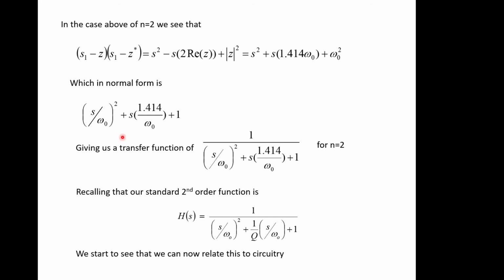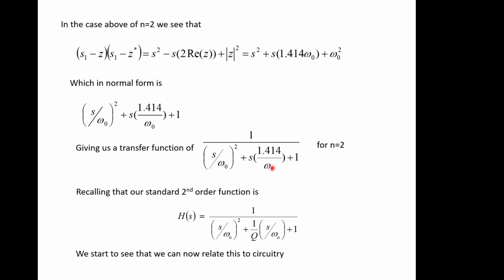So in the case of n equals 2, and we put the numbers in, we can take what we've just got from the previous slide, add our numbers in for the real part of z, because we've defined what that is with n equals 2. We end up with this, which we can then normalize to get into this form. And so we've got a transfer function for the Bessel solution for n equals 2, looks exactly like this.